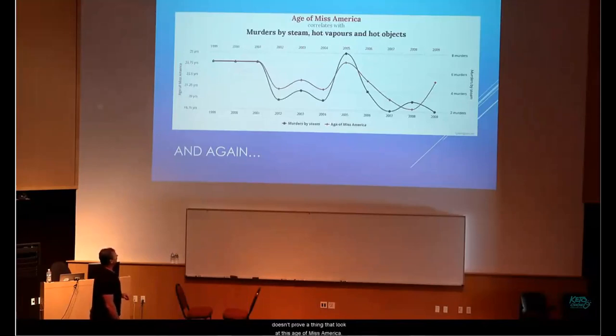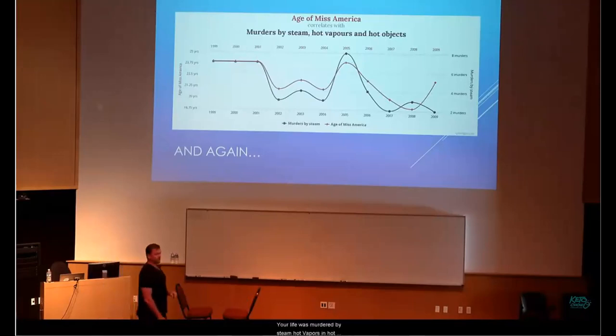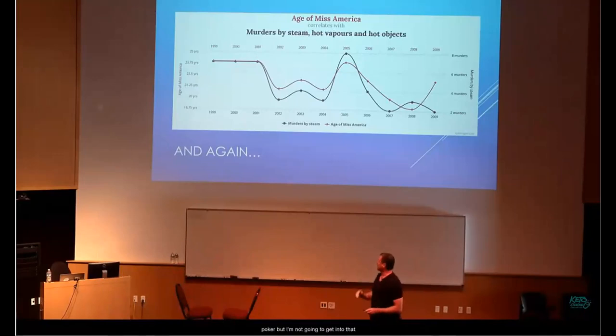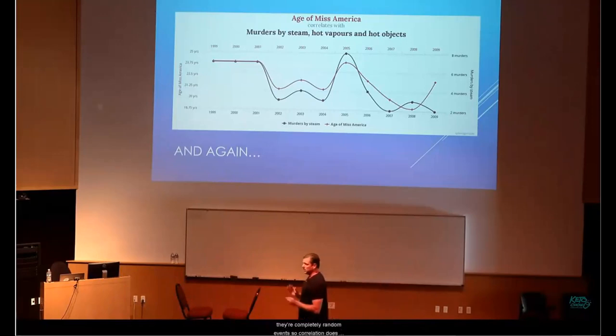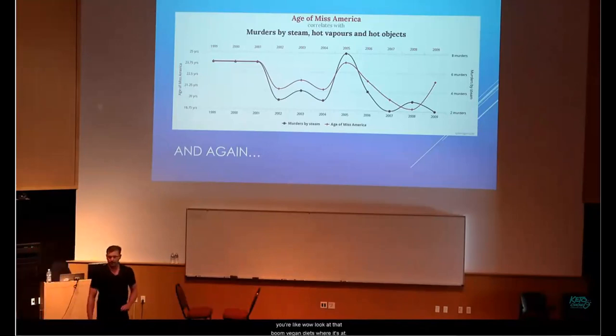Now look at this. Age of Miss America correlates with murders by steam, hot vapors, and hot objects. I don't even know. I can't even imagine. I know there was one king in Europe that was killed with a hot poker, but I'm not gonna get into that. But look how tightly that correlates, but they're completely random events. So correlation does not prove causation, but doctors' eyes work just like your eyes. And when they see those two curves tracking, they're like, wow, look at that, boom. Vegan diet's where it's at.